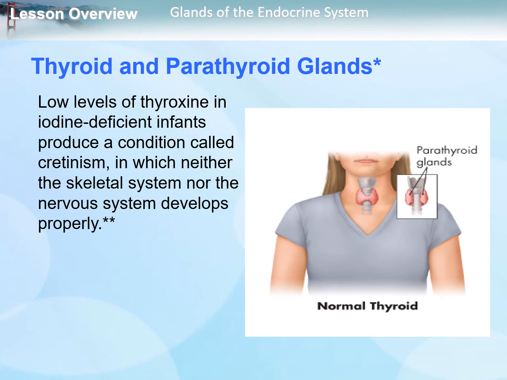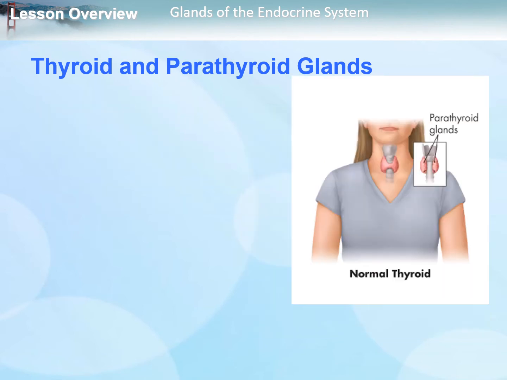Iodine is actually needed to produce thyroxine. So low levels of thyroxine in iodine-deficient infants produce a condition called cretinism, in which neither the skeletal system nor the nervous system develops properly. Iodine deficiency usually can be prevented by the addition of small amounts of iodine to table salt or other food items.